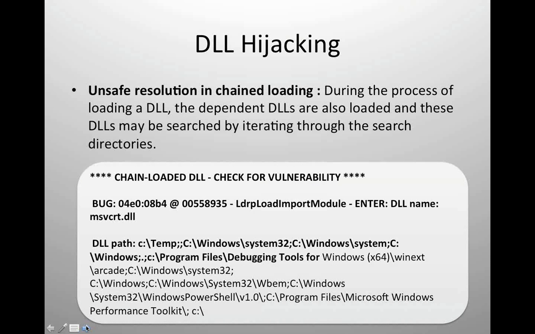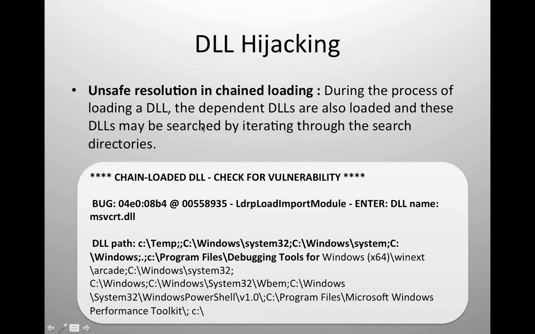The third and final one is unsafe resolution in chain DLL loading. Now this is a difficult scenario to avoid. Why? I have provided the fully qualified path for my DLL. I have asked the OS to load a DLL from C:\Windows\System32 or some other path, but that particular DLL depends on some other DLL, and for that DLL the OS is doing a search. So basically it's an extension of the previous one.